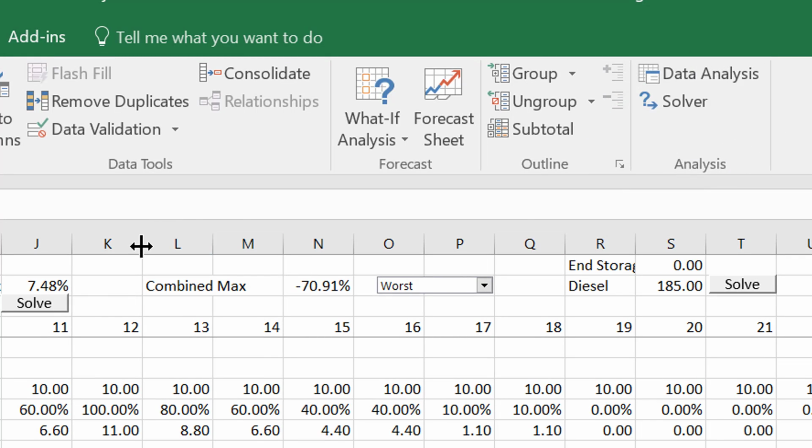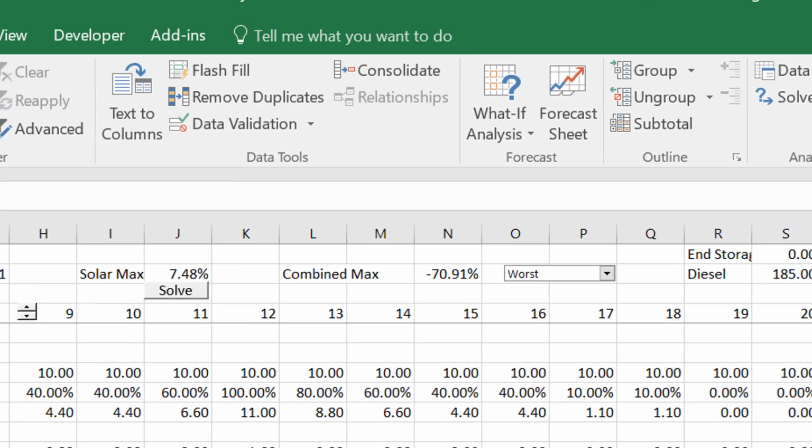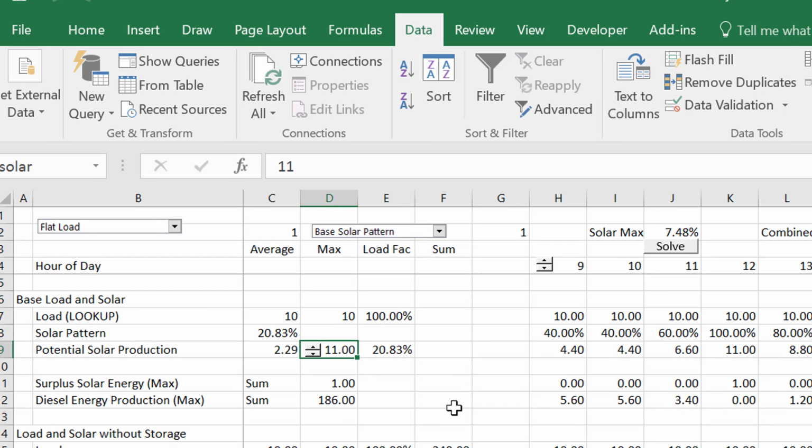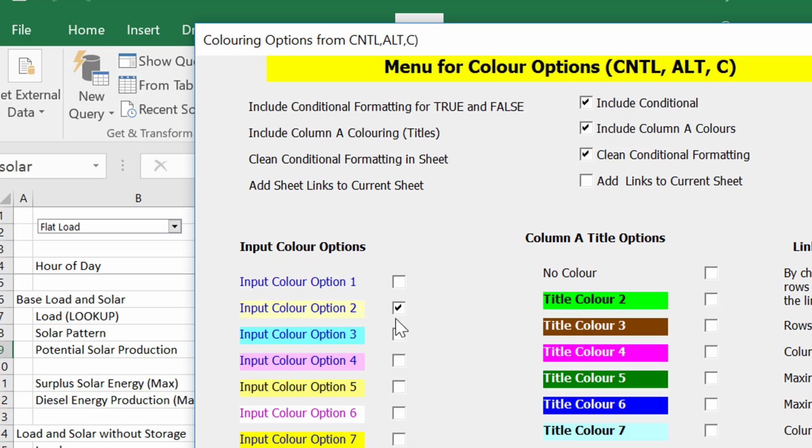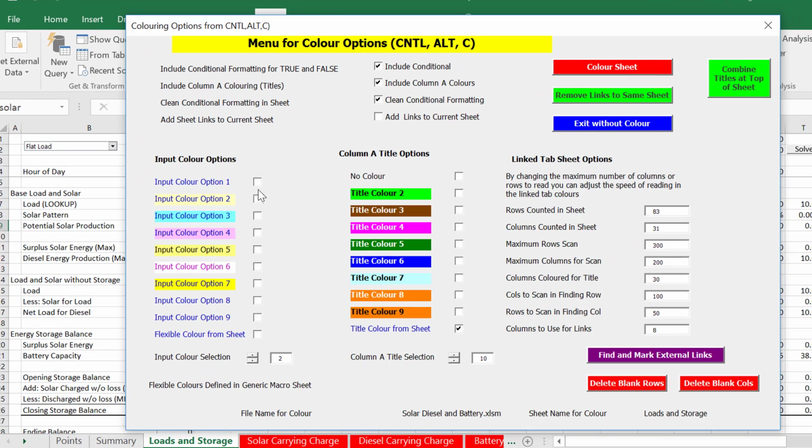And in the solver add-in, this time, you have to be careful. It can only work on one page. Now, this total amount of solar capacity here, and I'm going to finally press Control-Alt-C.